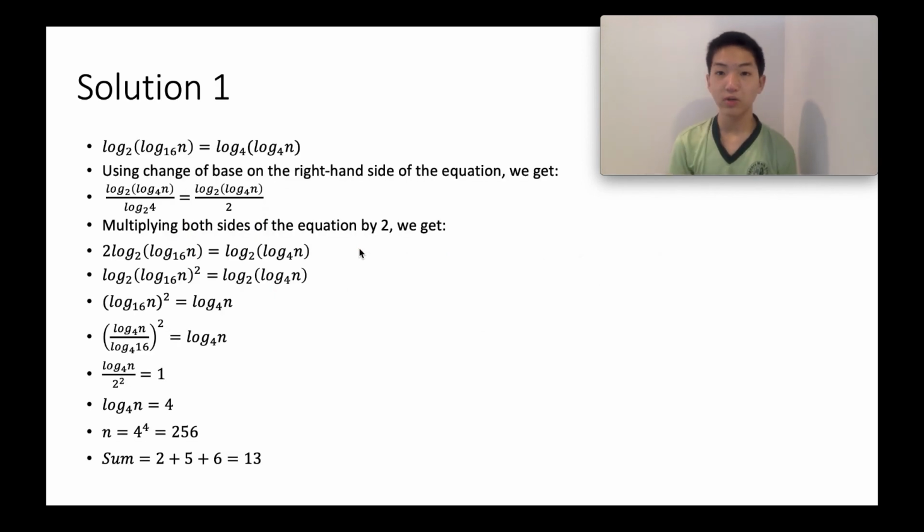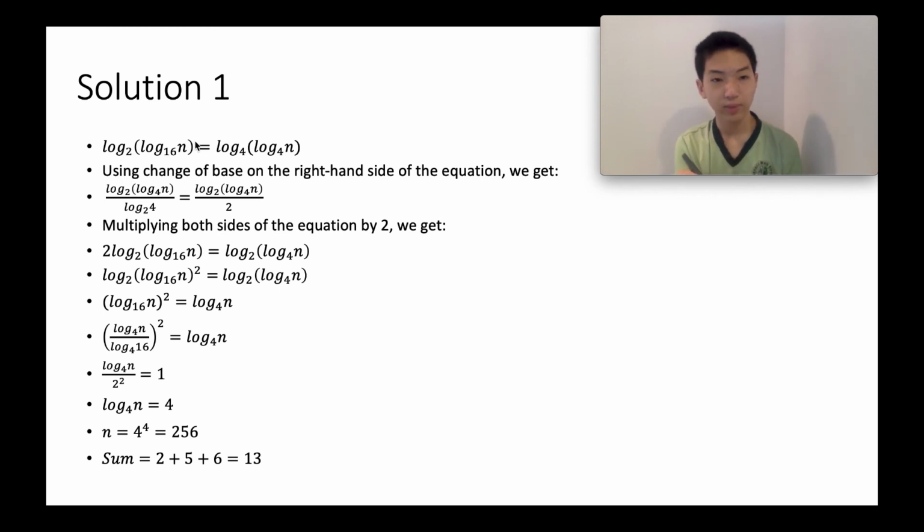So I will be going over 3 different solutions to solve this problem. This solution mainly involves using change of base and logarithmic identities. First we have our original equation up here. Next we use change of base on the right hand side of the equation. We decide to change the base to 2 because that's what the base is here.